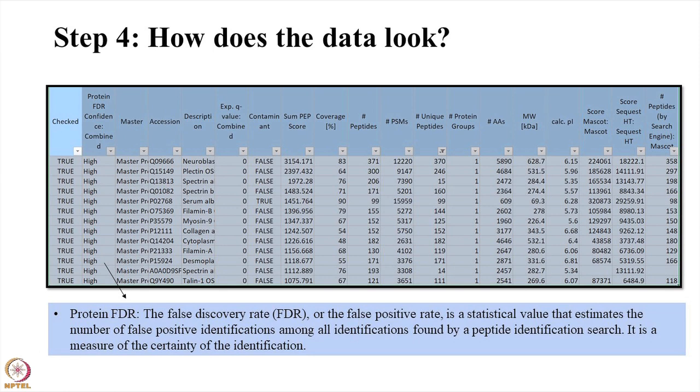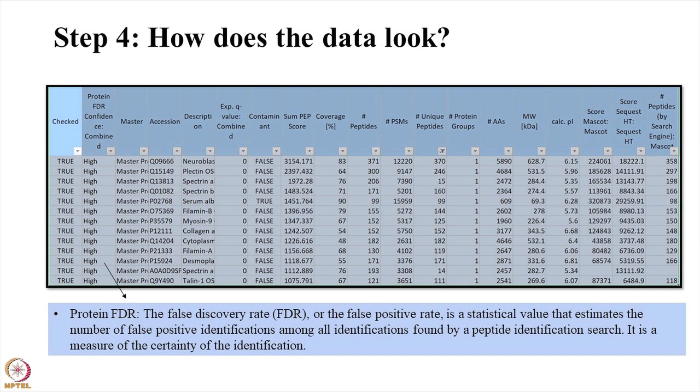So false discovery rate is a statistical value that estimates the number of false positive identifications among the peptides, and it is also a measure of certainty for the identification, as in how confident you are that the protein you have identified is a true match. Then we also have a contaminant database which we can plug into the workflow.